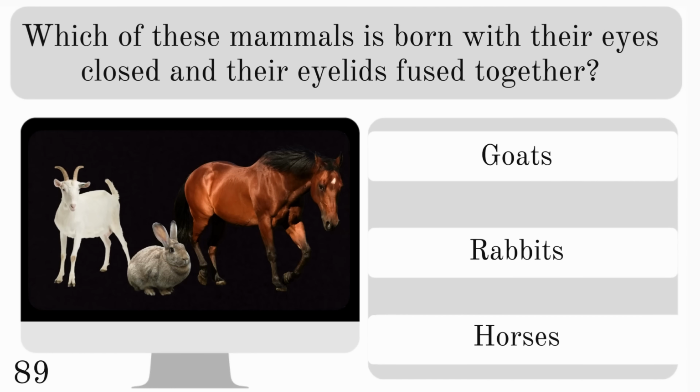Which of these mammals is born with their eyes closed and their eyelids fused together? Is that goats, rabbits, or horses? And the answer is rabbits.